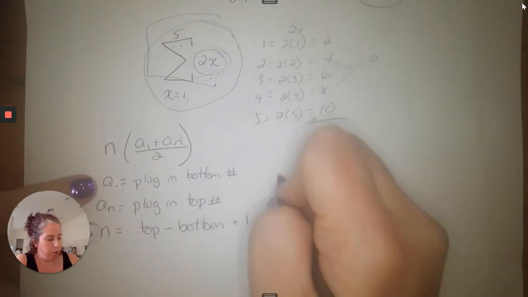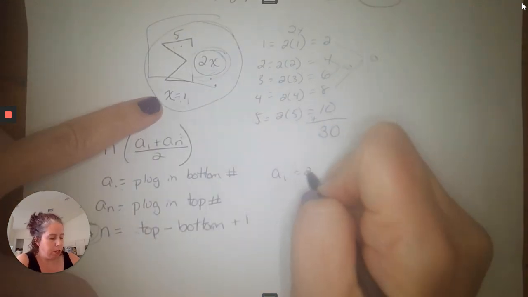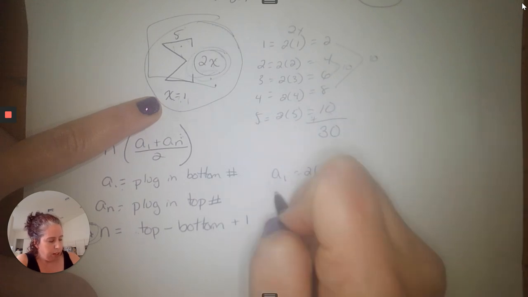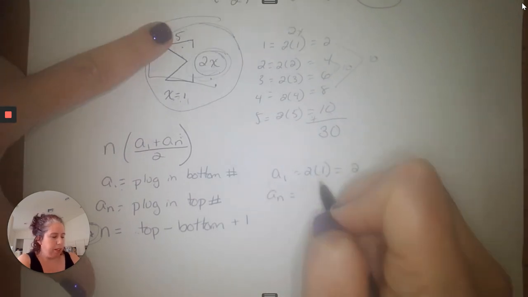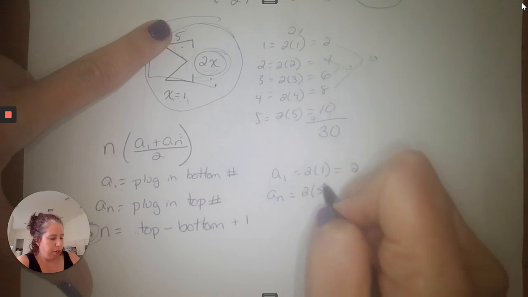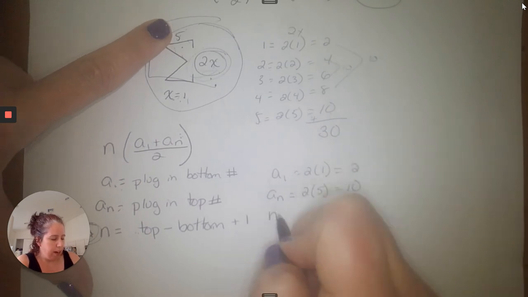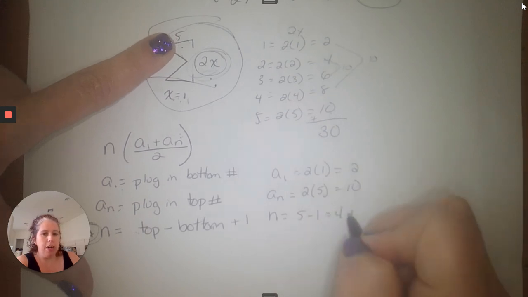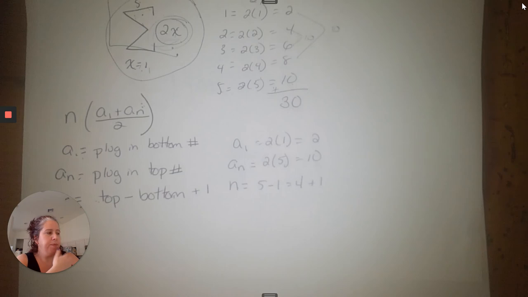So if I want to get A1, I plug in the bottom number, right? So that's 2 times 1, which gives me 2. To get AN, you're going to plug in the top number. So 2 times 5, which is 10, and then N is the top number minus the bottom number, so that gives me 4, and then we're going to add 1 back, right?